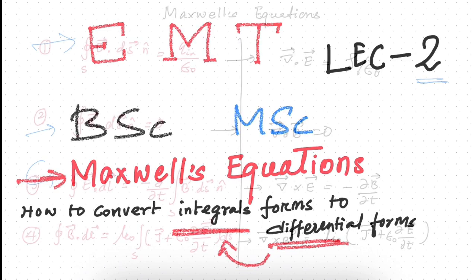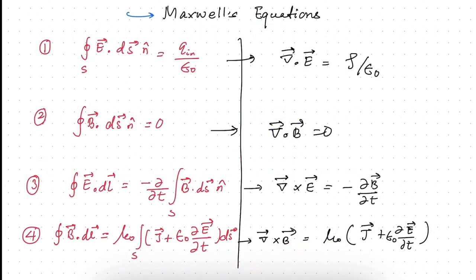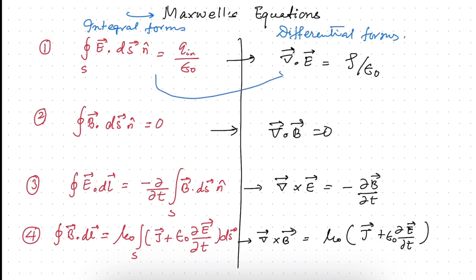So now let's start. These are the Maxwell equations. On the left hand side we have integral forms, and on the right hand side we have differential form. Now let me show you how to convert this integral form to differential and differential to integral. Let me show one by one. Let me take the first equation first.